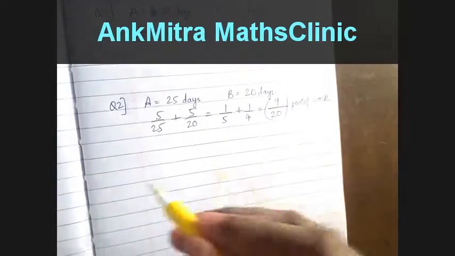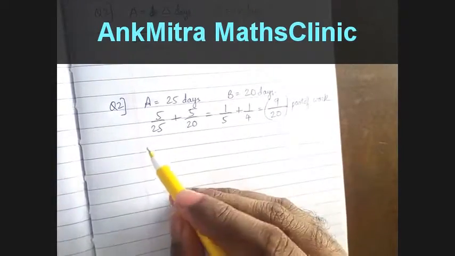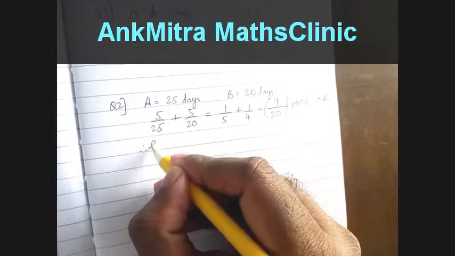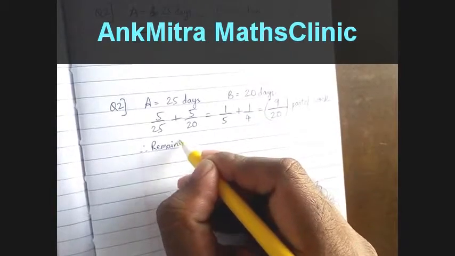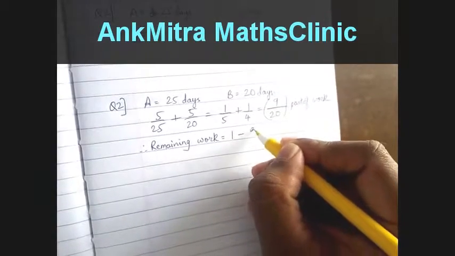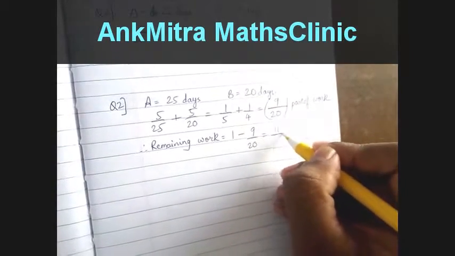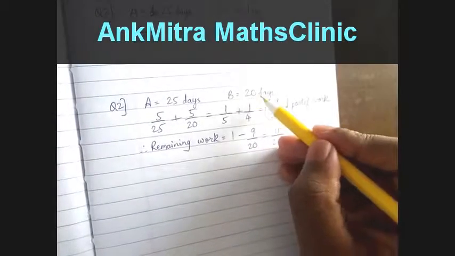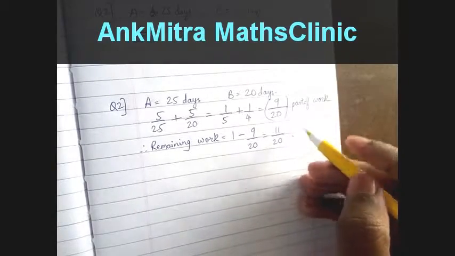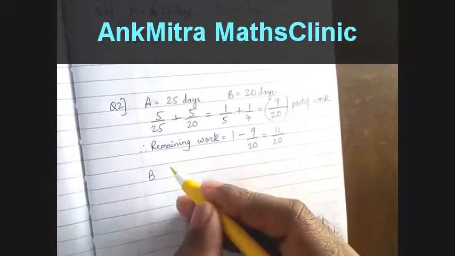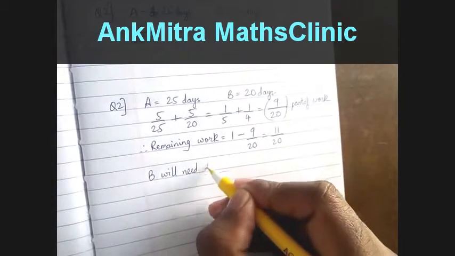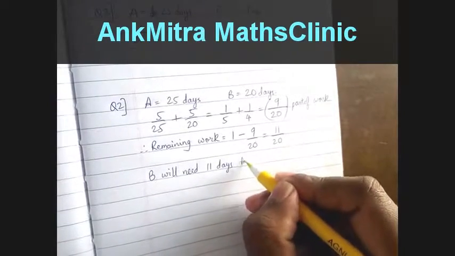in those 5 days. So the remaining work is now supposed to be finished by B alone. So we need to find the remaining amount of work. Therefore, remaining work is equal to 1 minus 9 by 20, which comes to 11 by 20. Now B alone takes 20 days to finish the entire work. So this is 11 by 20th part of the work. B will need 11 days to finish the remaining job.